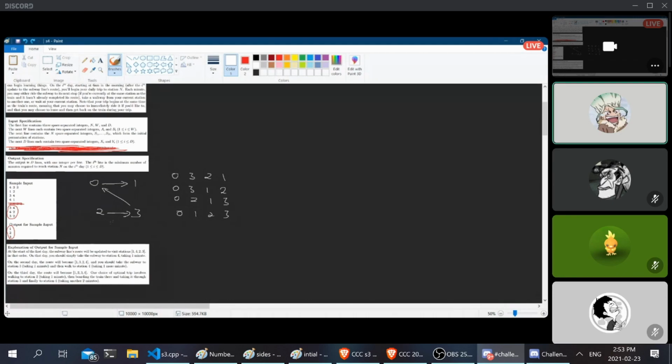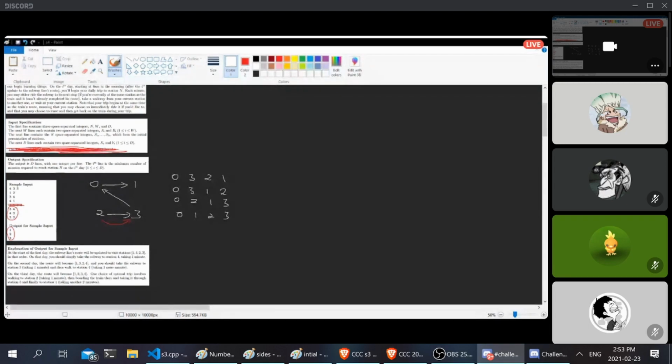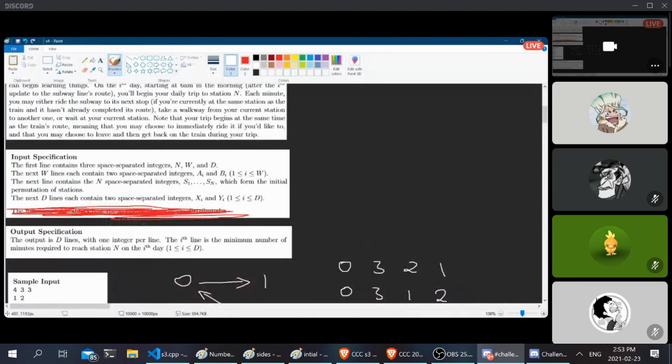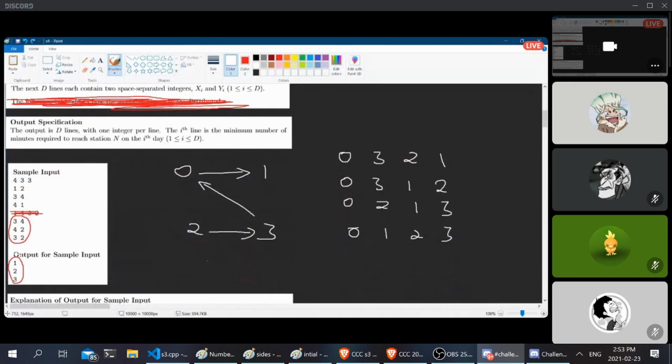Yep. And you might end up with a situation where you can take a subway or a walkway, but you can still take the subway. So yeah, subway first, walkways next. Wait, I'm not sure I understand what you mean. So you're saying that after you get off the subway, you're not going to get back on it?